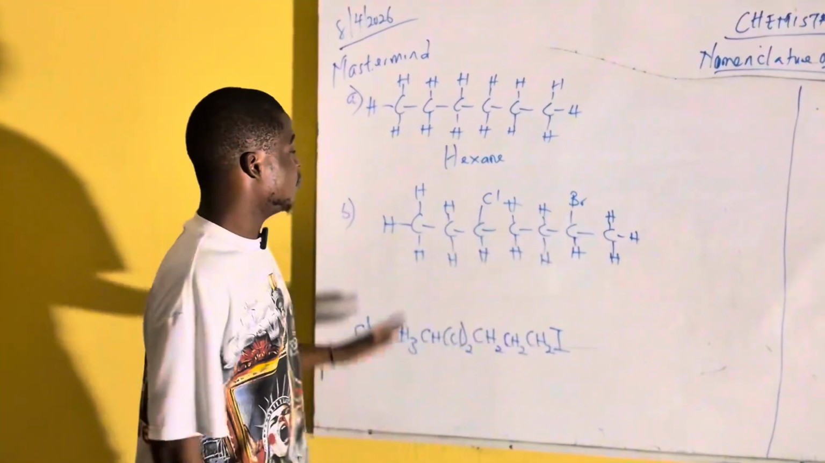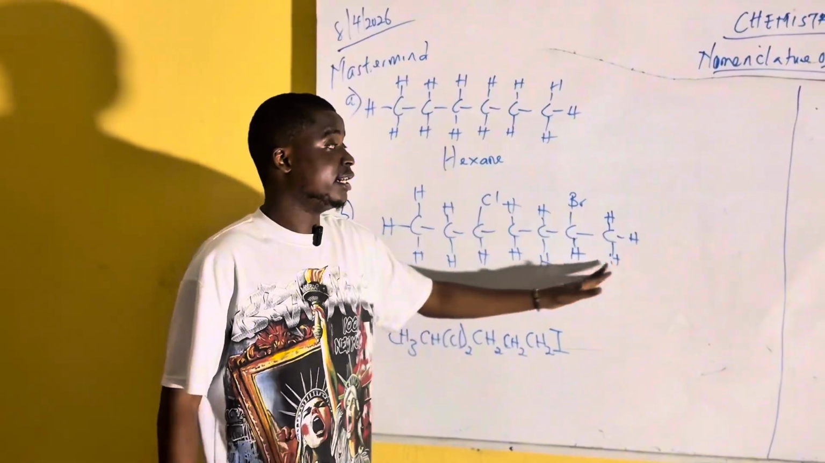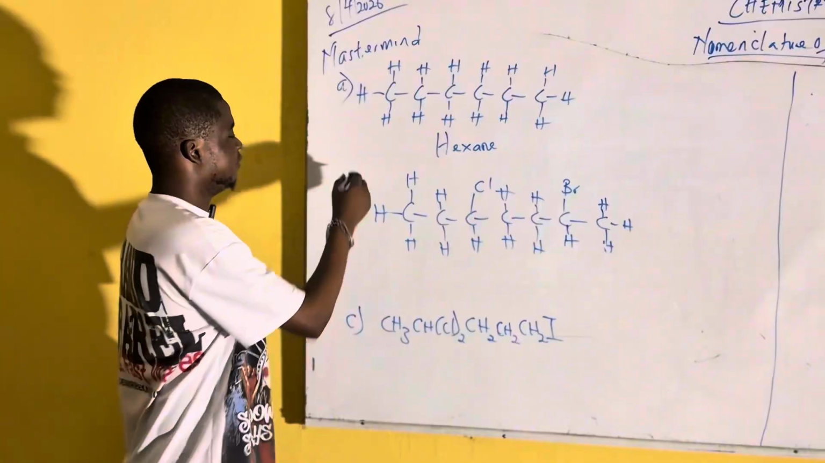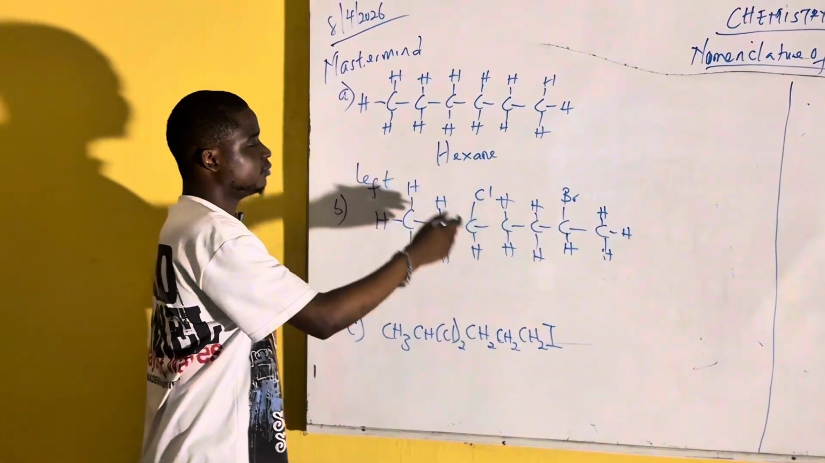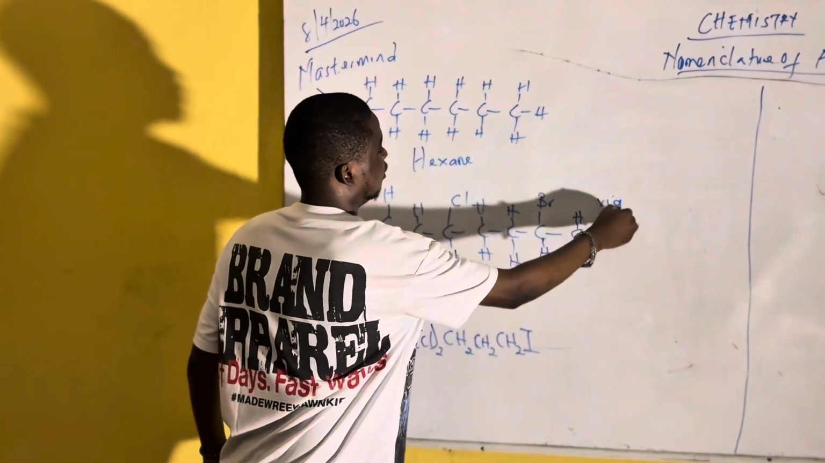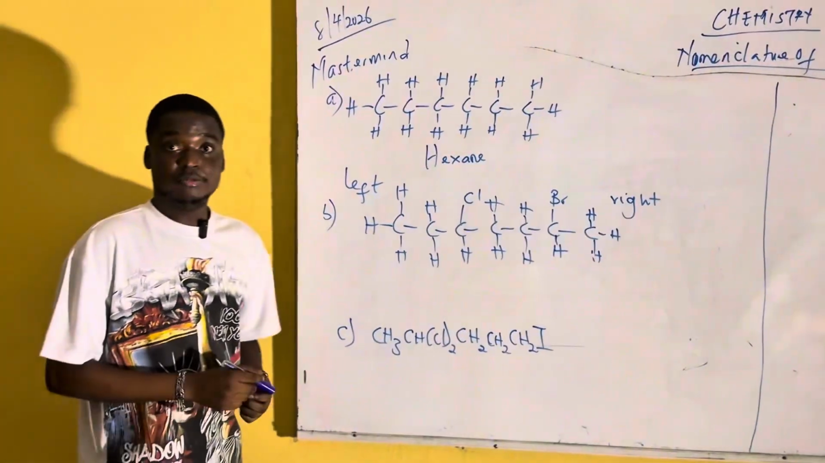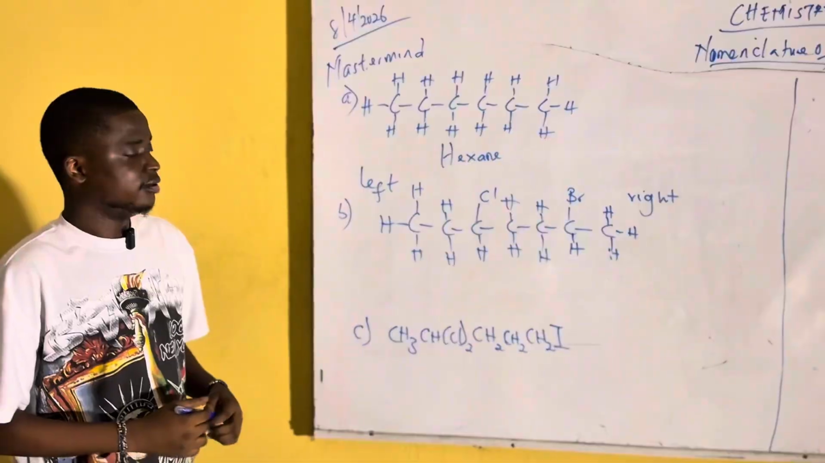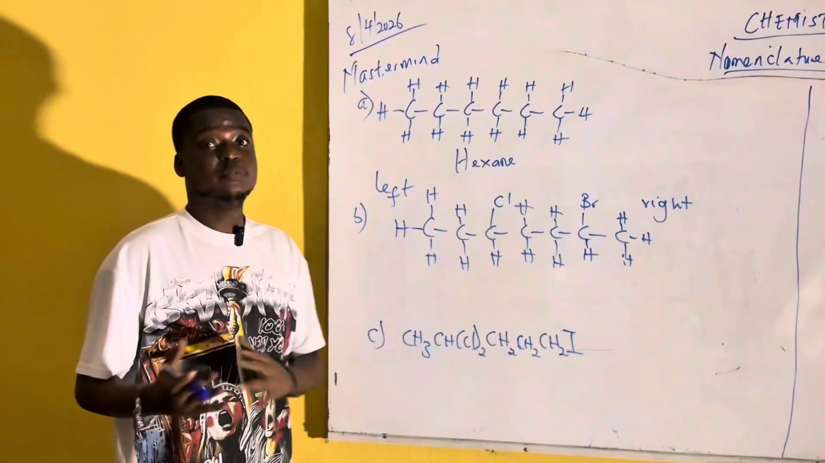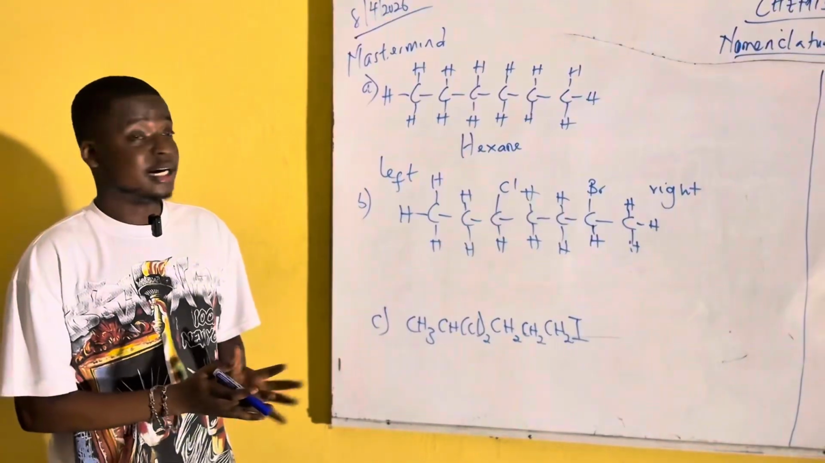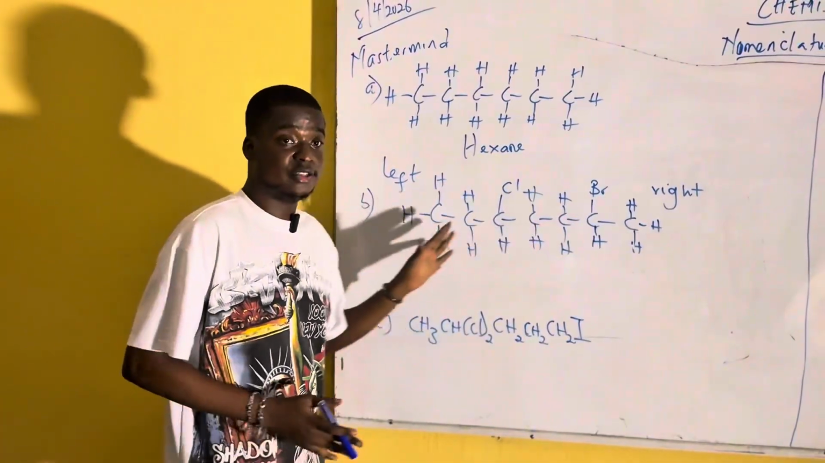You can either count from left to right or count from right to left. So the first thing I would advise you is to label your structure. You have the left part of the structure and the right part of the structure. Now, we want to get the least possible number for all the substituent groups, either from left to right or right to left.